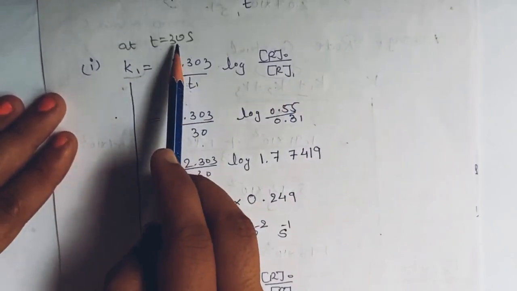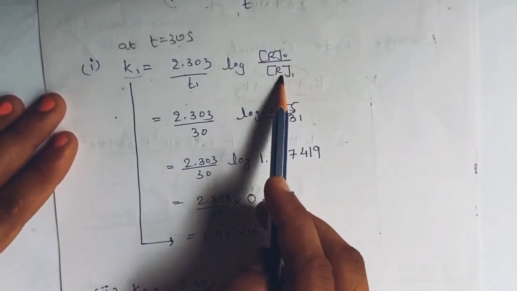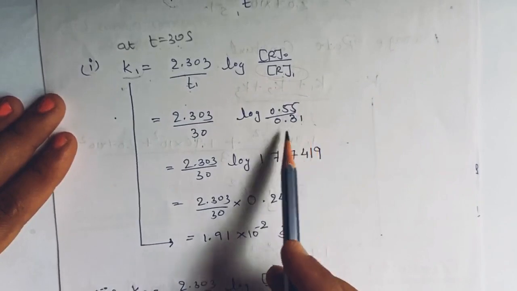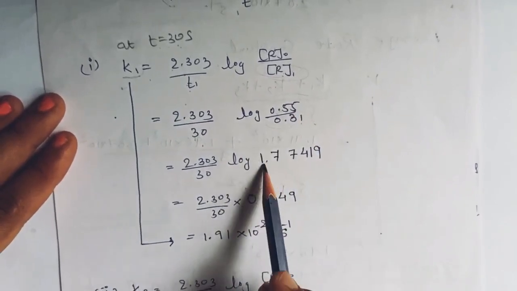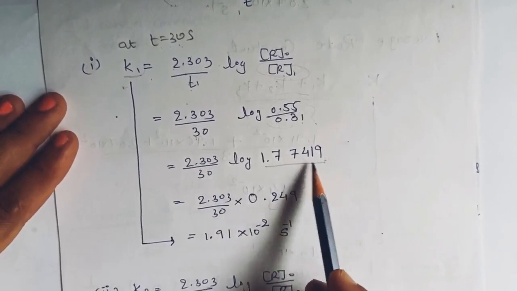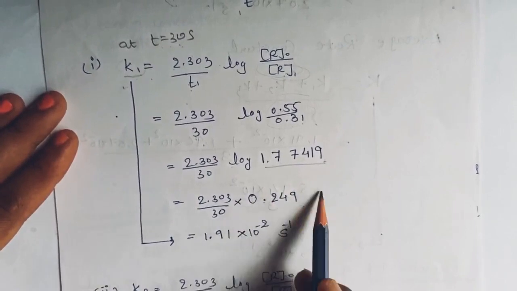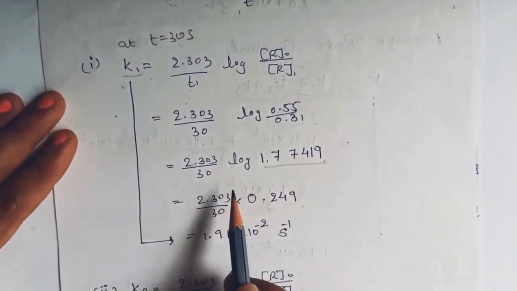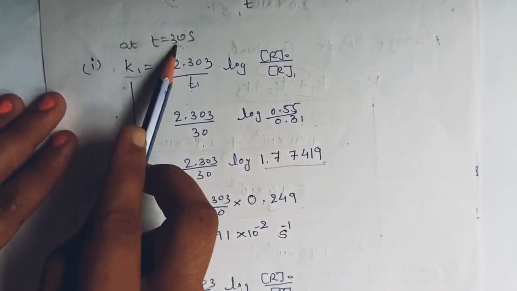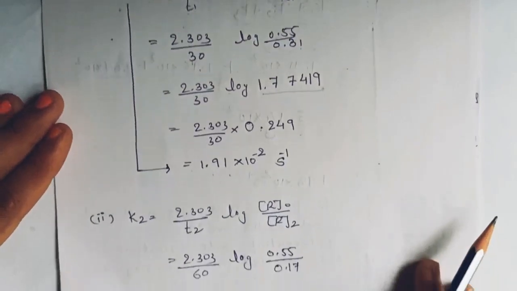T1 is 30 second, so we have to take the concentration of ester at the 30 seconds, so it will be 0.31. If you divide this term, you will get 1.77417. Now you have to see the log of that term, you will get 0.249, right? And if you simplify that whole term, you will get our rate constant at the 30 second is 1.91 into 10 to the power minus 2 second inverse, right?